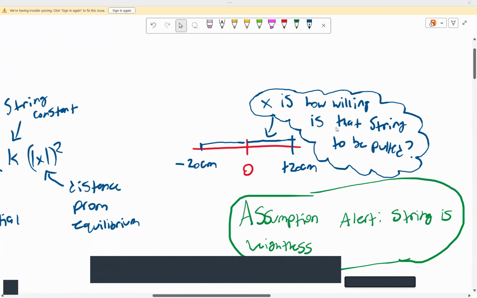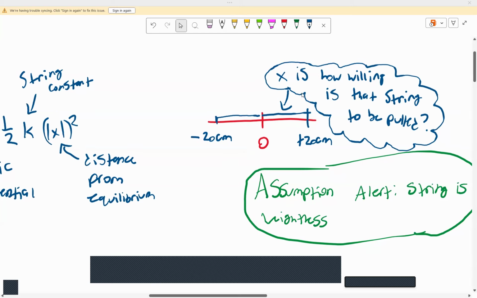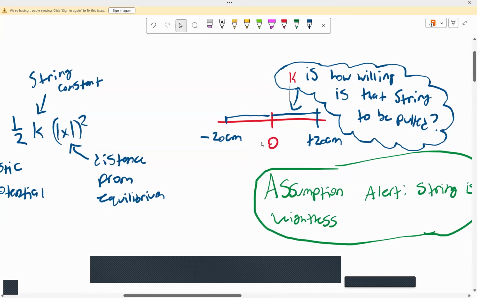And what do I mean by that? So imagine you have a string and then you're pulling it, right? If you have like a slinky or something like that, it's the same thing. If you're pulling it from equilibrium, you could go in either direction, positive or negative, since it's going to rebound. And then k is how willing is that string to be pulled. That's kind of how I like to think about it. And x is that distance from equilibrium.